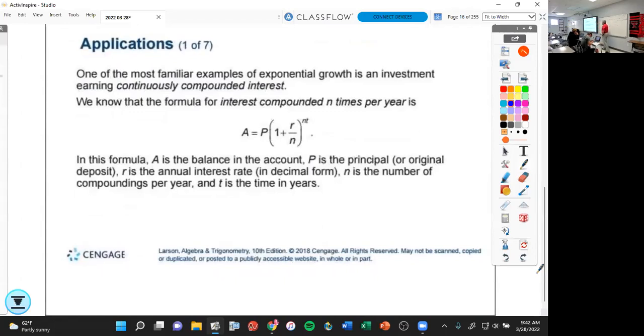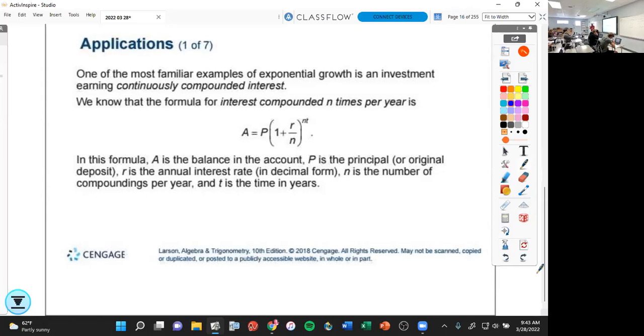One of the most familiar examples of exponential growth is an investment earning continuously compounded interest. You've probably heard of quarterly interest, monthly interest, annual interest, right? When you hear those terms, they're telling you how many times a year it's compounded. So monthly interest is compounded how many times a year? Because there are 12 months in a year. Quarterly interest is compounded how many times? Because there are 4 quarters in a year. Daily interest is compounded how many times? 365.25 times. Just kidding. 365, not counting leap year, right? Because there are 365 days in a year.